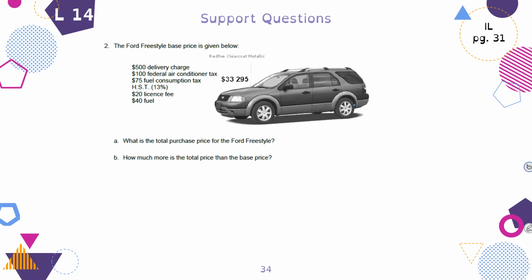All right, support question on page 31. This is number 2. The Ford Freestyle base price is given below at $33,295. It has a $500 delivery charge, a $100 federal air conditioner tax, a $75 fuel consumption tax, HST of 13%. How this works in your booklet is that everything that is above the HST, you have to pay HST on. Then there's a $20 licensing fee and a $40 fuel fee. You don't have to pay HST on those because it's below the HST. This is just the indicator of how it's written in your booklet. So what is the total purchase price for the Ford Freestyle?